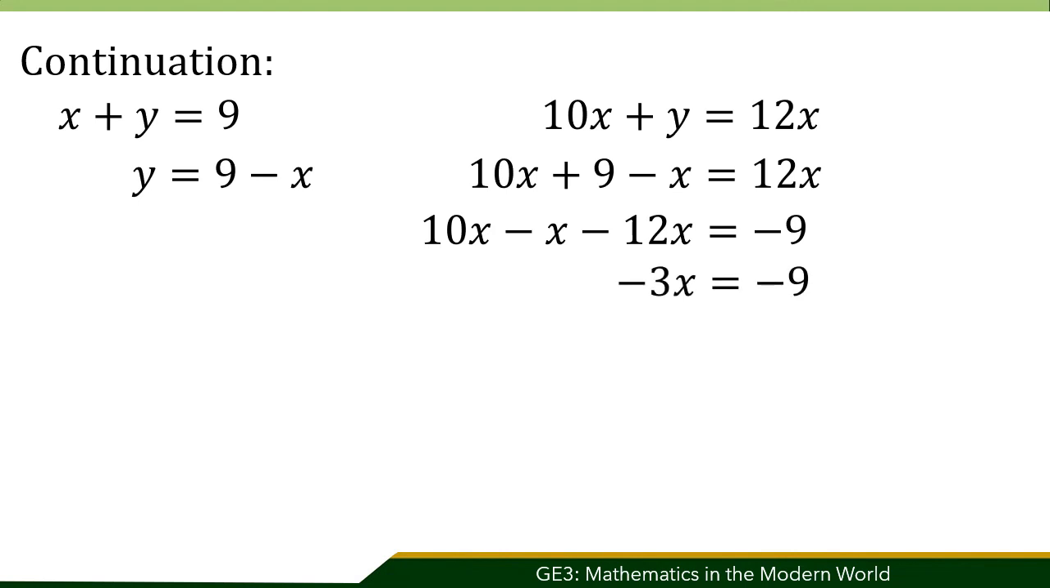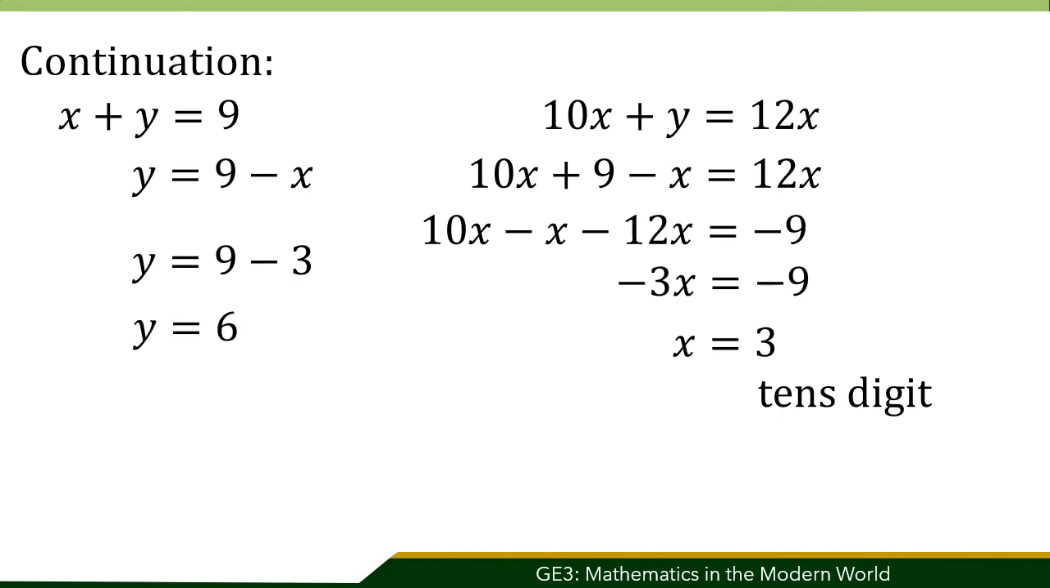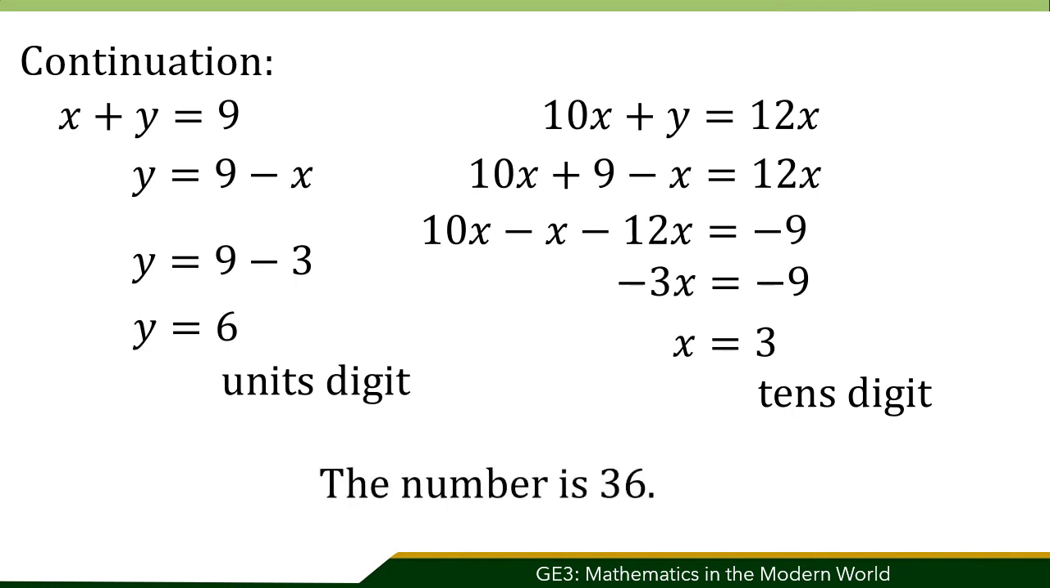We'll have negative 3x equals negative 9. Divide both sides of the equation by negative 3. We'll have x equals 3. So that's our tens digit. To solve for the units digit, we can use the first equation. We have y equals 9 minus x. Substitute the value of x, which is 3. Now we have y equals 9 minus 3. So 9 minus 3 is 6. y equals 6. And that's the units digit. Since the tens digit is 3 and the units digit is 6, the number is 36.